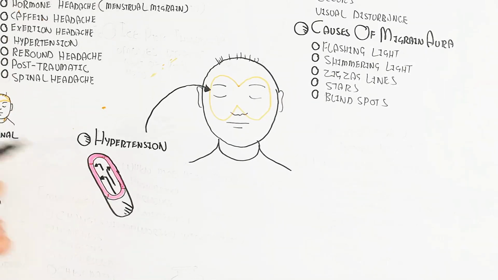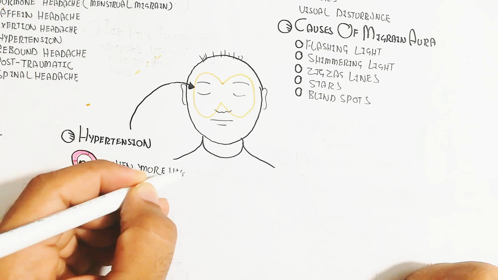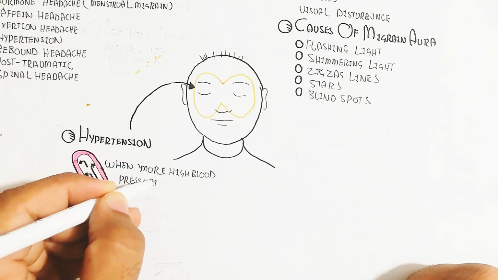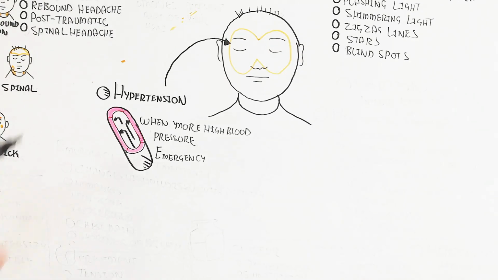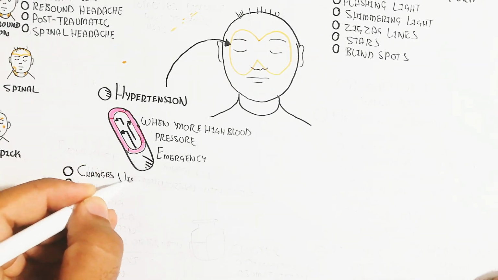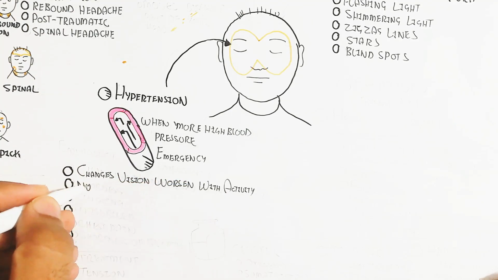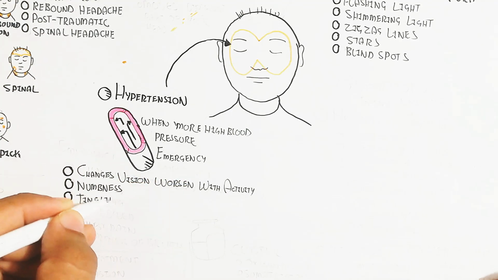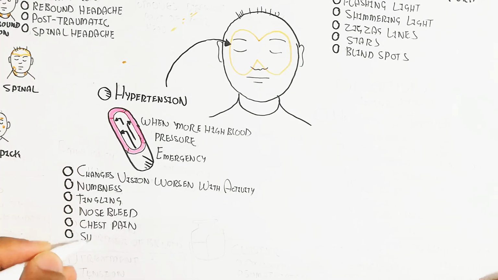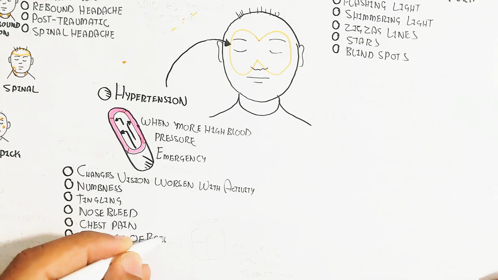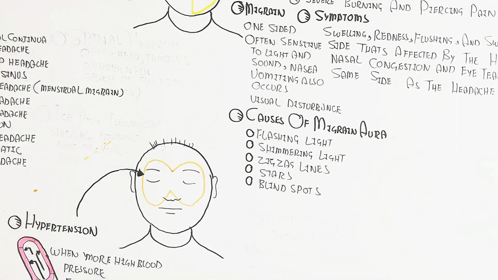Exertion is here, we will understand about hypertension. When hypertension is very high blood pressure, it will lead to an emergency, and this emergency basically involves changes in vision, worsening with activity, numbness, tingling, nose bleeding, chest pain and shortness of breath. And this hypertension is a very severe as well as emergency situation. If not treated early, it will lead to death because a stroke can occur.